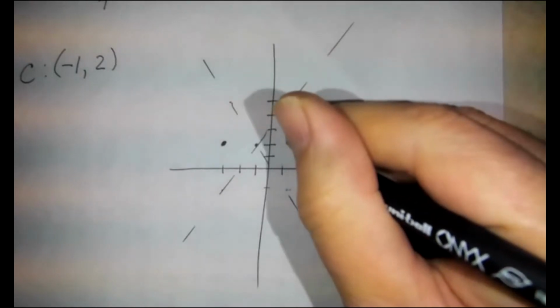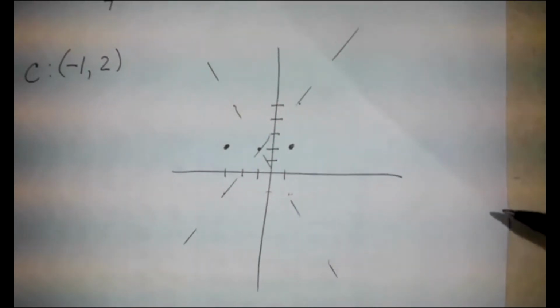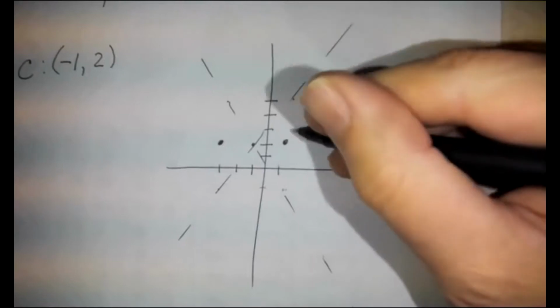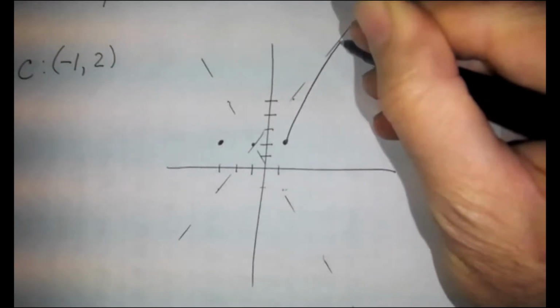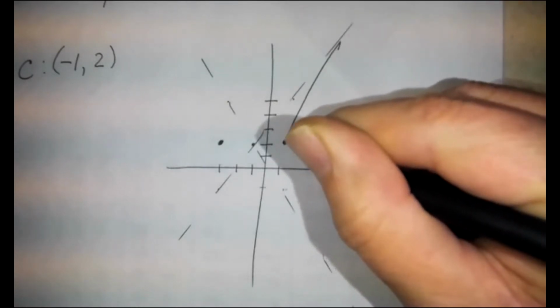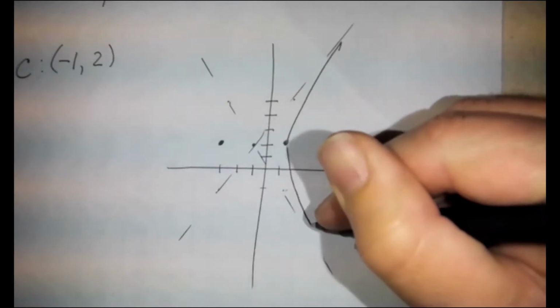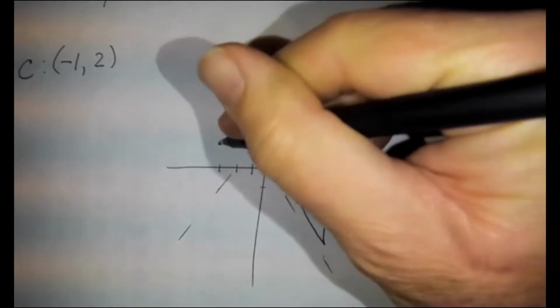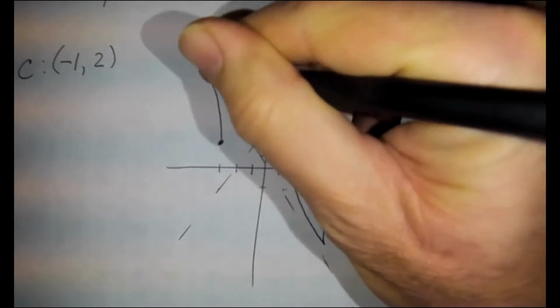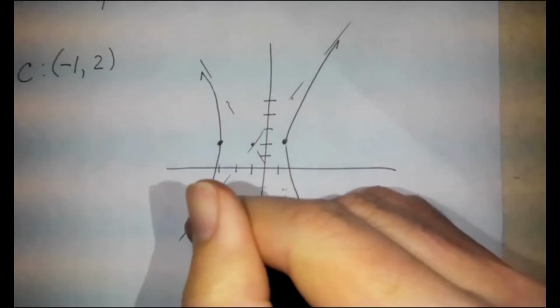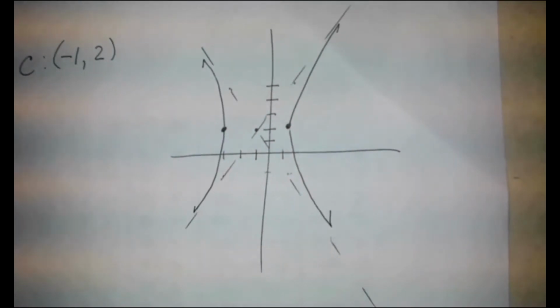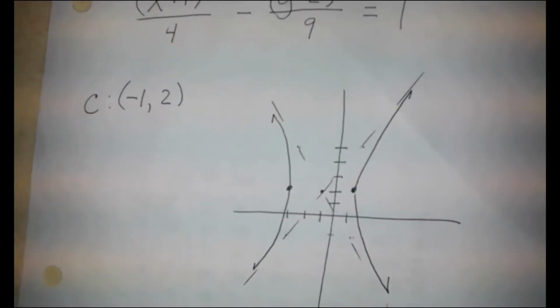From there, all I've got to do is start at the vertices, which are actually part of my graph, and kind of get gently drawn in, gently sucked towards those asymptotes on either side. And there it is.